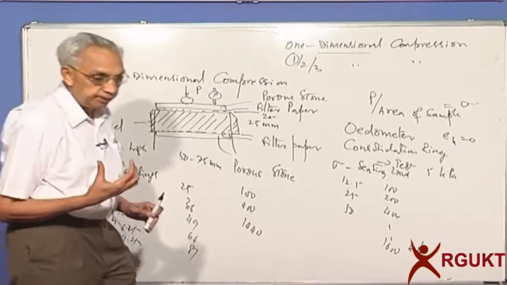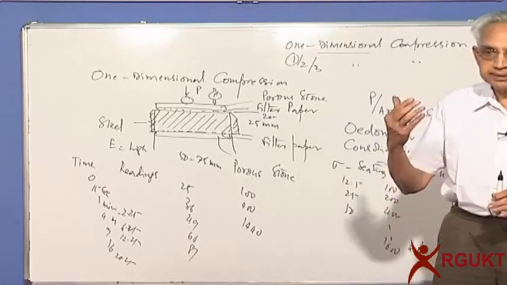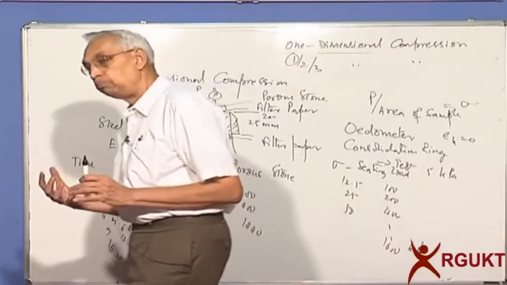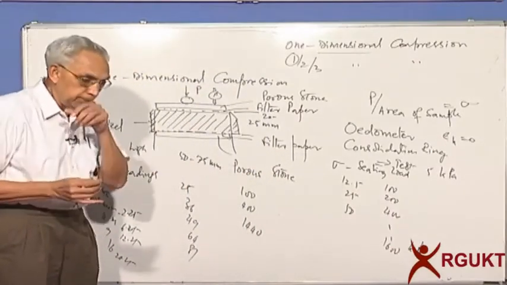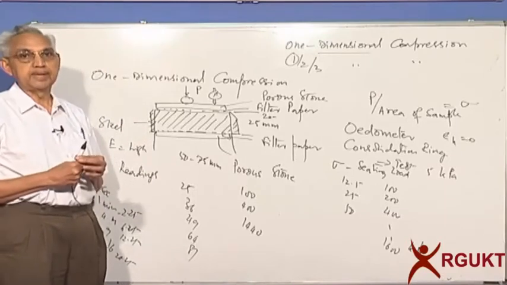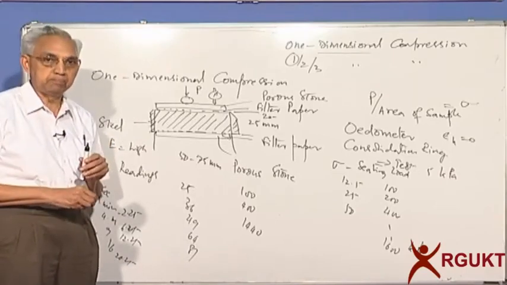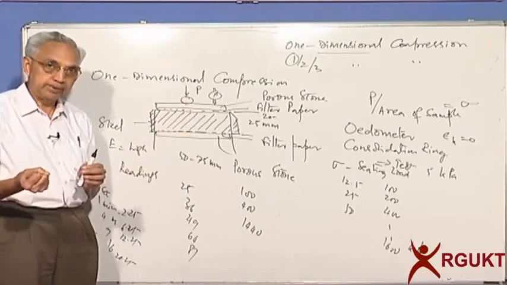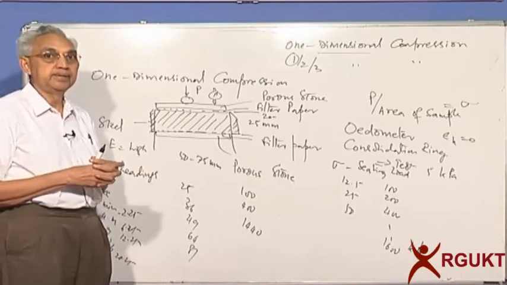Why? Because the settlements in case of soils are not immediate like in case of steel, concrete, or any other material. Here you have grains which are trying to roll and adjust. Plus there could be water. If there is water within the sample, water needs time to go out of the sample, and that is why we provide the porous stones. You allow the water to go, but you do not allow the soil particles to move out of the sample.